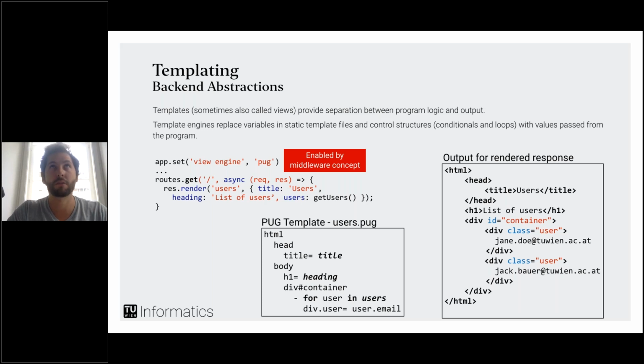But in about two weeks or so, we're going to talk about front-end abstractions, on how front-end frameworks like Vue.js that we're looking at can do templating also on the client.